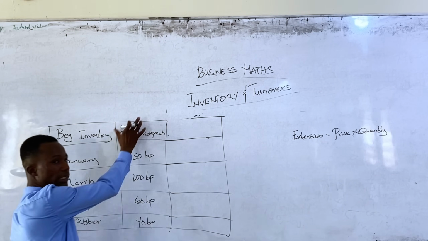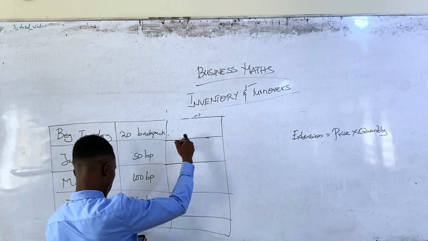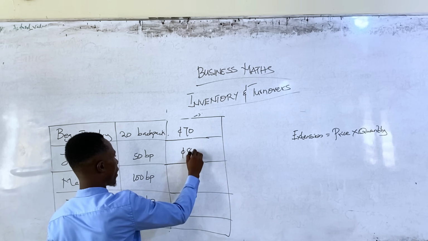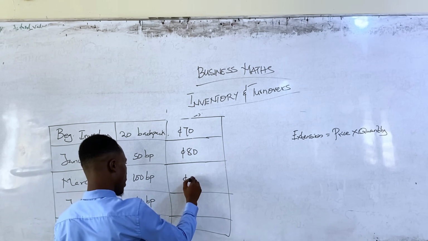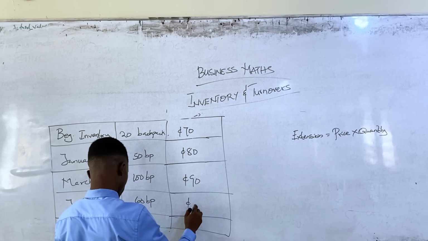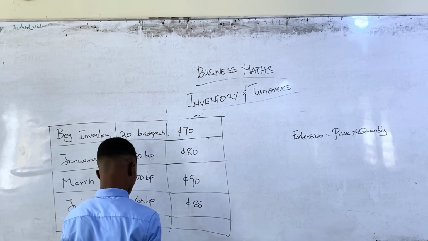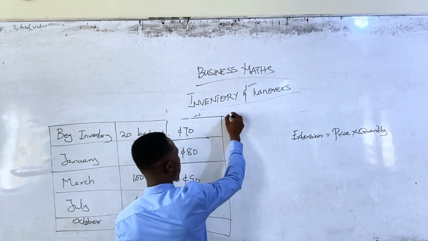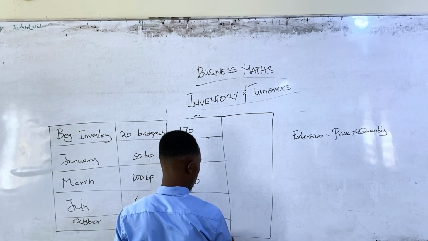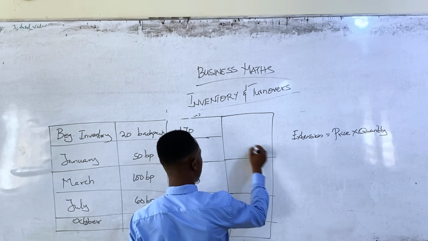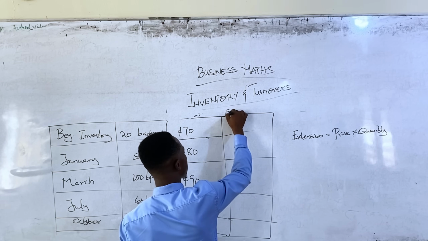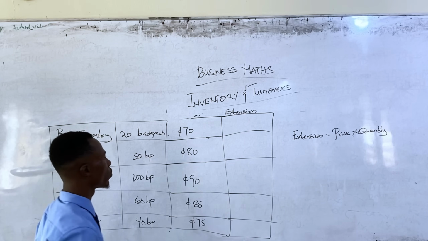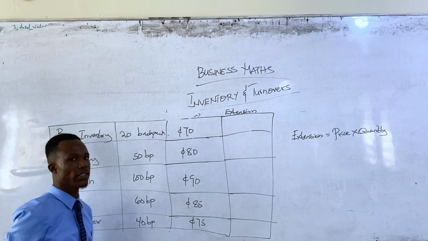We have the quantity here, but we don't have the price. So for the price, we have 70 here, we have 80 here, we have 90 here, we have 85, and we have 75. Okay. So we have our prices. Then the next thing is to get what? Extension. That is price times quantity. So we write extension. So what is the extension? The extension is this price multiplying this quantity, as simple as that.